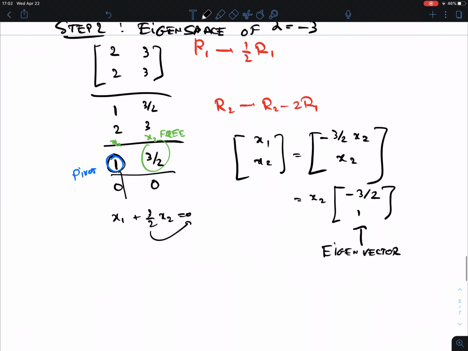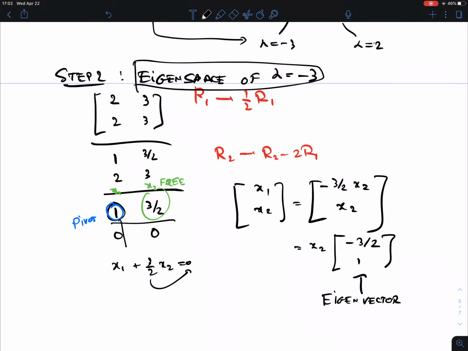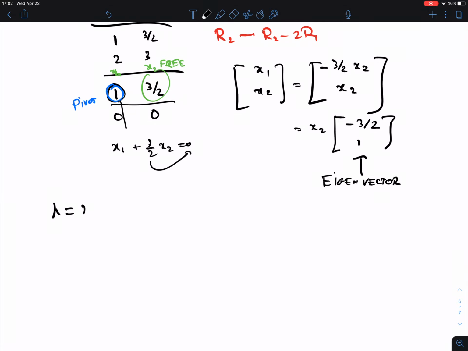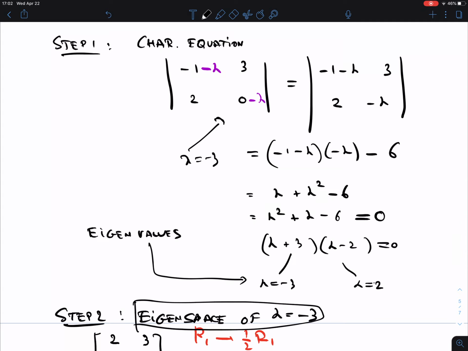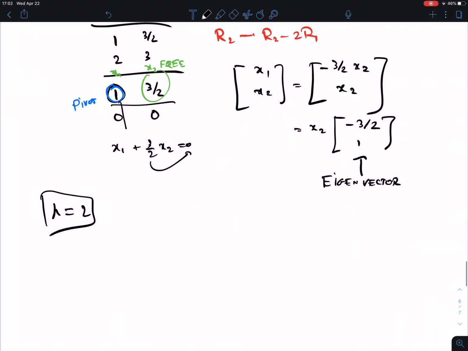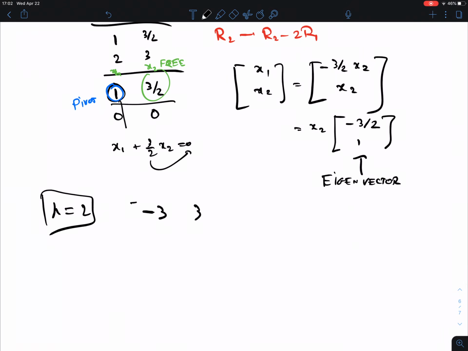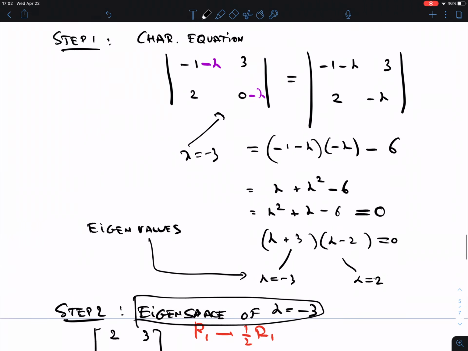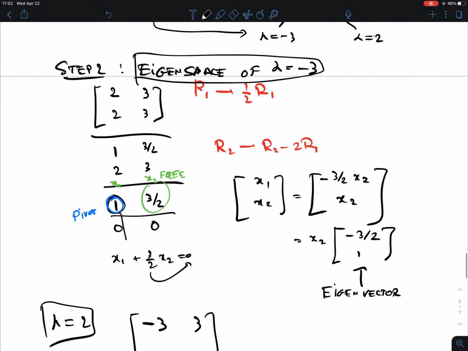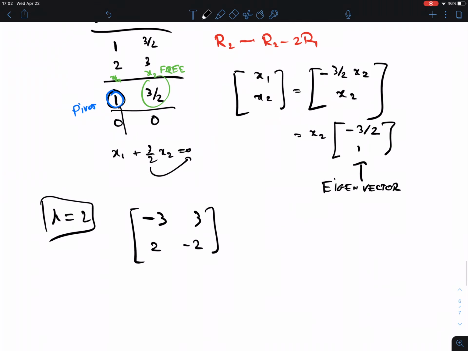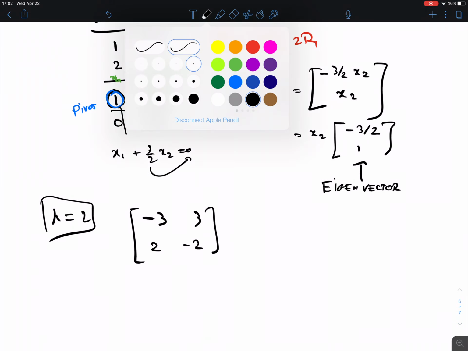Now this is the eigenspace for lambda is -3, but we should do this for all eigenvalues. There are only 2 here, so it's not that much work. Lambda is 2. What do we get then? So we now replace lambda is 2 in this matrix. And what do we get? -1 minus 2, that's -3. And I have a 3 then. And then here I get 2 and, what was my lambda? 2, right? 2, -2.